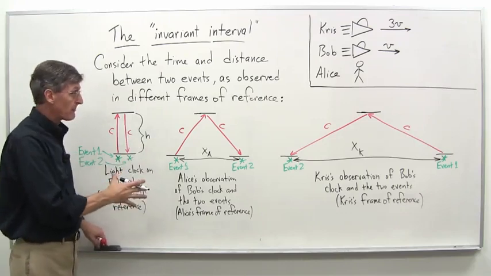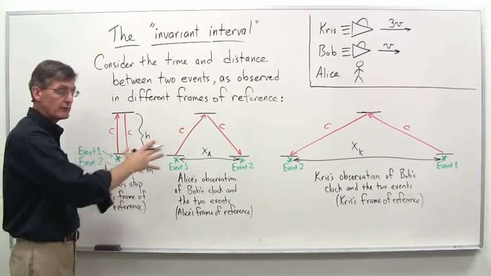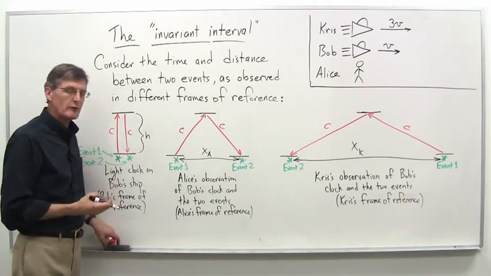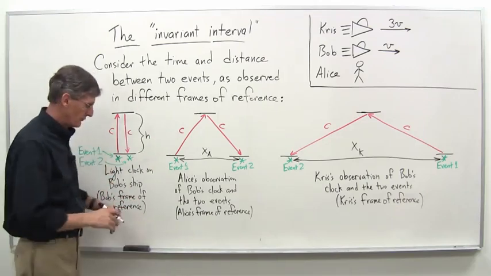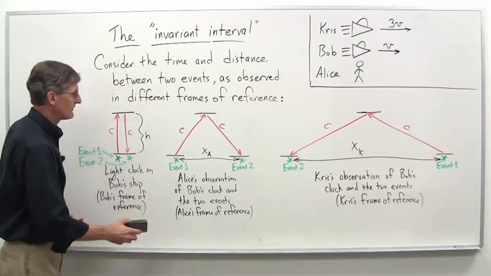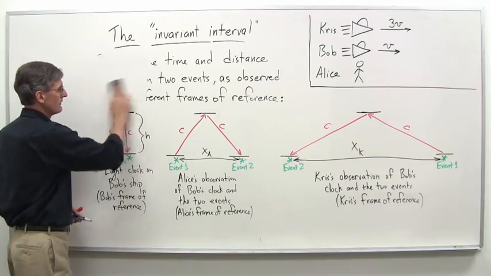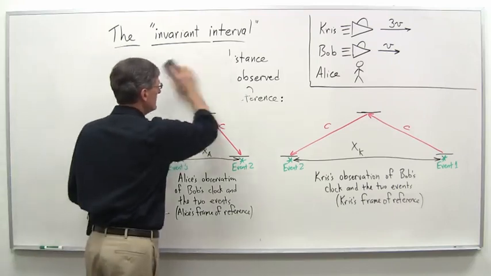So that's the setup. We can clearly see they have different perspectives on those things. What we want to do now is use a little bit of the Pythagorean theorem. We'll remind ourselves of that and see where that leads us. So I'm going to erase this. We have that now.